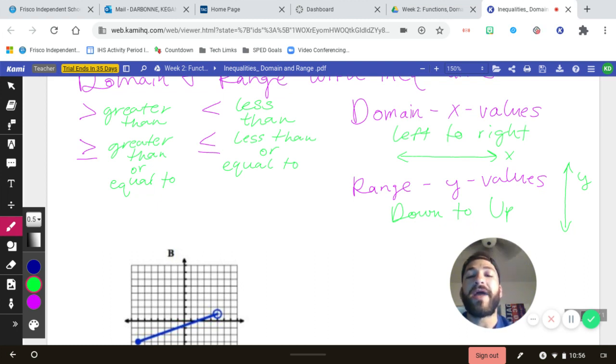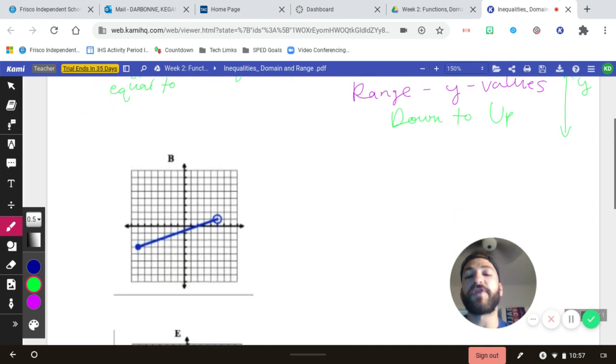Okay, so now we're going to combine both of these to describe the domain and range of functions. We've talked a little bit about how domain and range can represent certain values, but now we can use them to represent a whole bunch of values. Instead of just stating specific values in the domain or range, we can use inequalities to represent all of the values in the domain or the range.